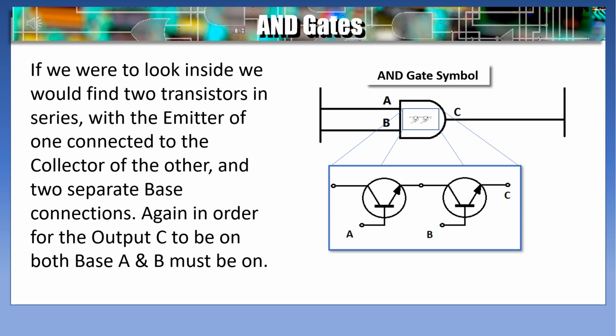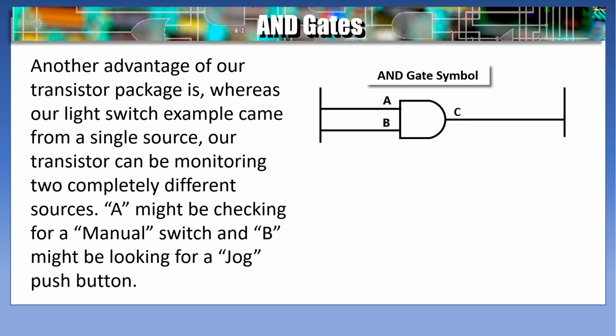If we were to look inside, we would find two transistors in series, with the emitter of one connected to the collector of the other, and two separate base connections. Again, in order for the output C to be on, both base A and B must be on. Another advantage of our transistor package is, whereas our light switch example came from a single source, our transistor can be monitoring two completely different sources. A might be checking for a manual switch, and B might be looking for a jog push button.